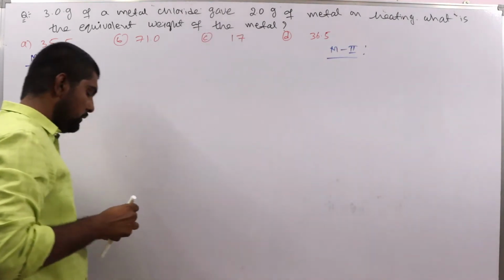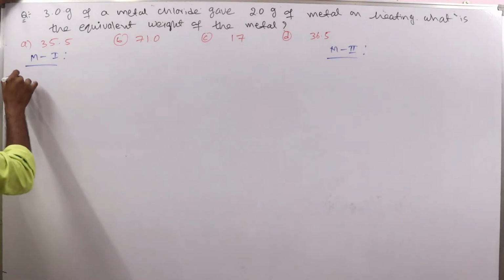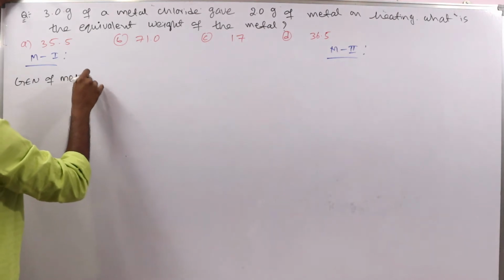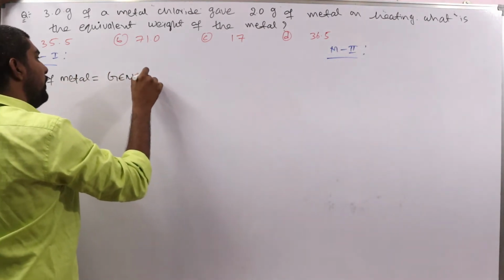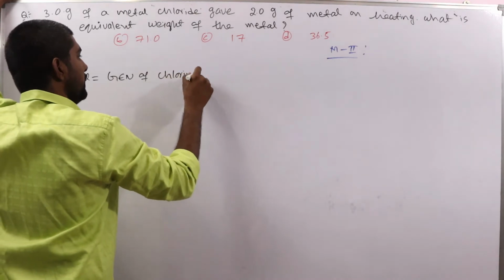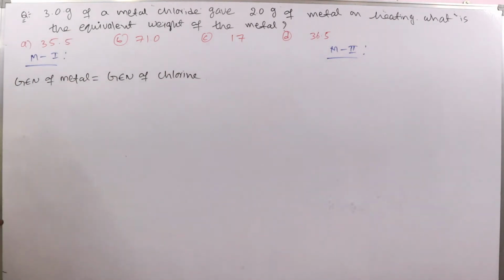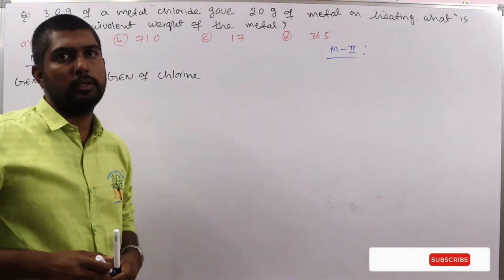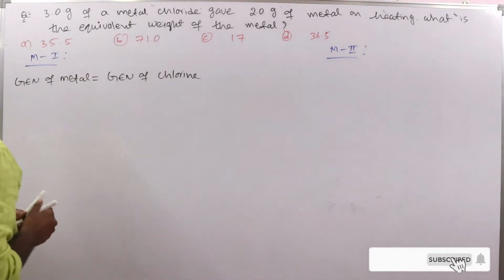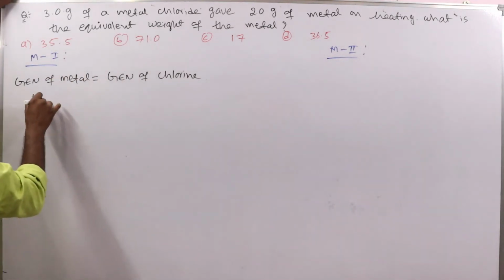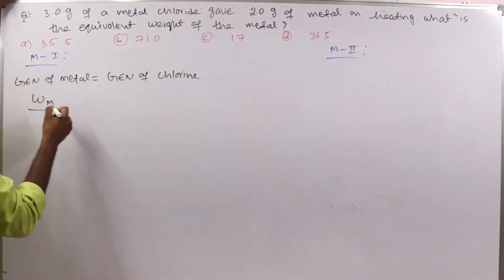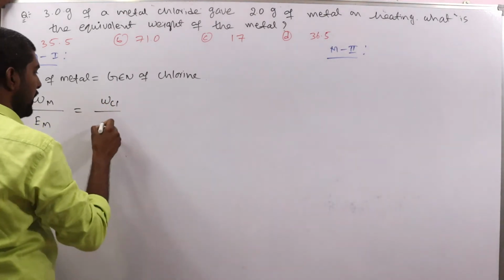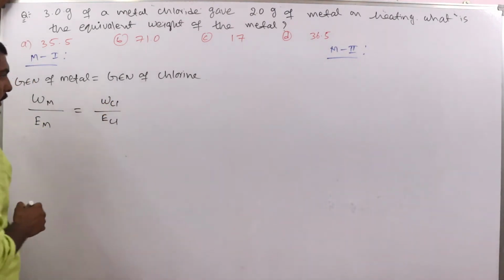Here, first one: GEN of metal equals GEN of chlorine, or number of equivalents of metal equals number of equivalents of chlorine. Just now we discussed this in the first model problem. So this is nothing but weight of metal by equivalent weight of metal equals weight of chlorine by equivalent weight of chlorine.